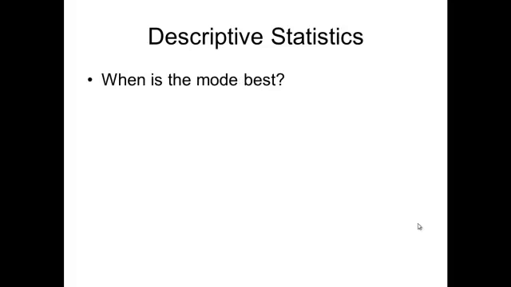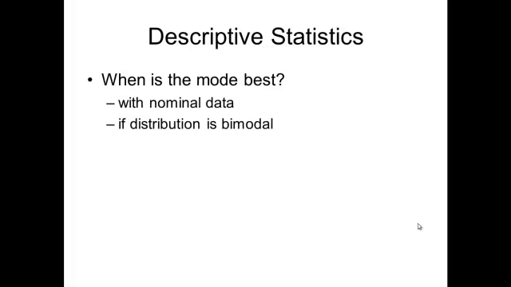Finally, the mode is best if you have nominal data, and especially if a distribution is bimodal. So even if you've got interval or ratio data, but there are two modes or two peaks in the data, you would go ahead and report the mode, or the modes in this case, there would be two.